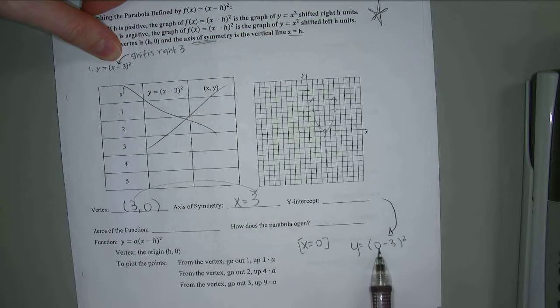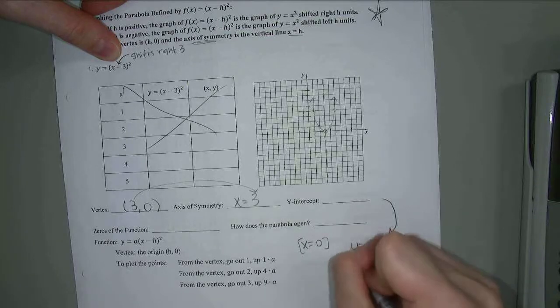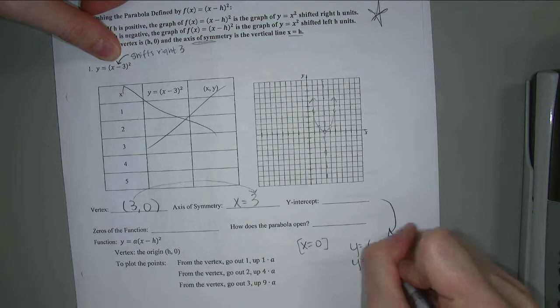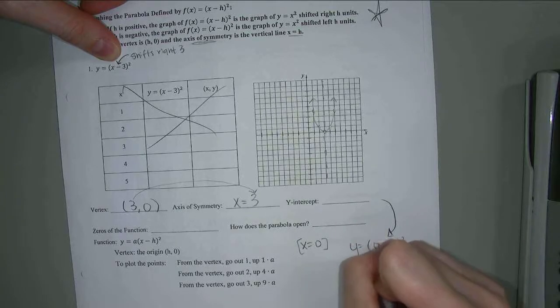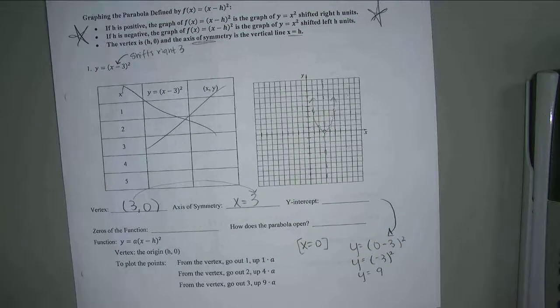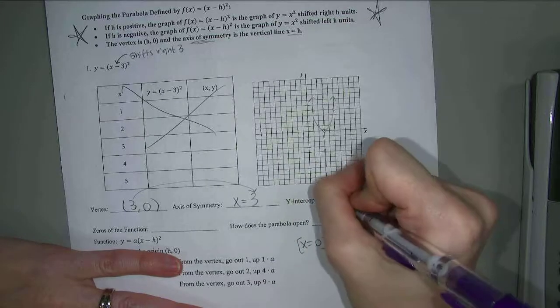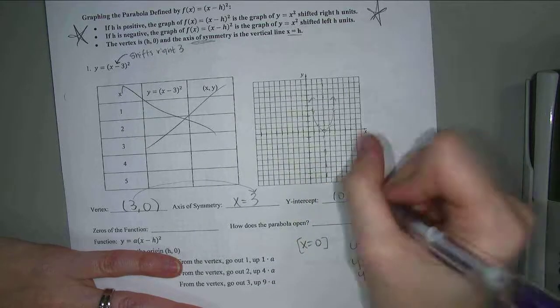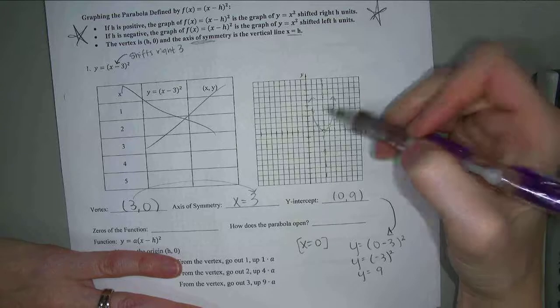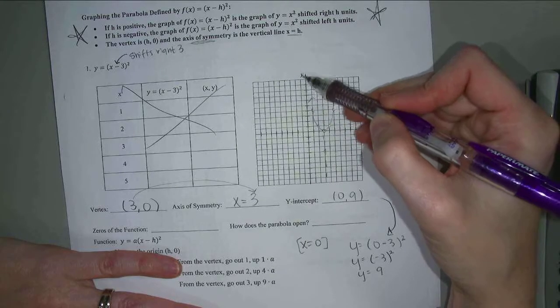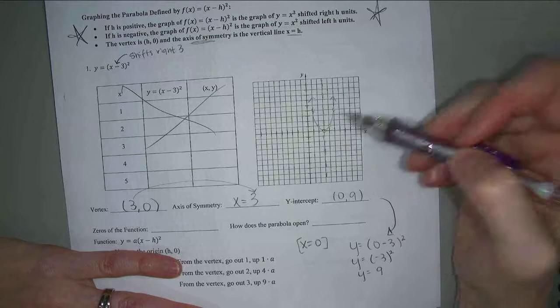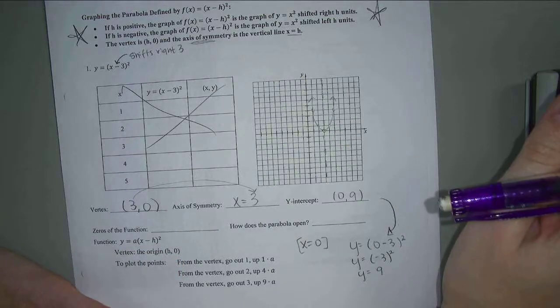What is 0 minus 3? Negative 3. So what do we have to do to it? Square it. So y equals 9. So what is our y-intercept? Well, what value was x? 0. What value did we just calculate y to be? 9. So if we drew this correctly, this would extend upward and eventually cross the y-axis right here at 9. Okay? So you will always have a y-intercept.